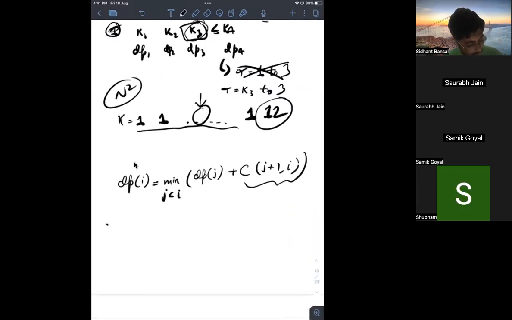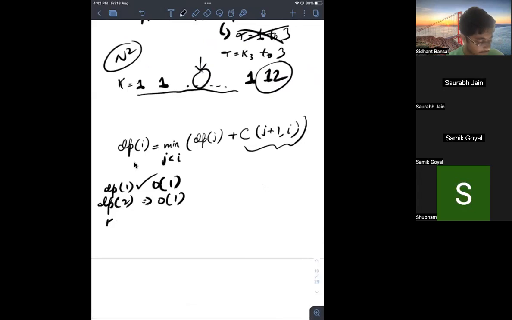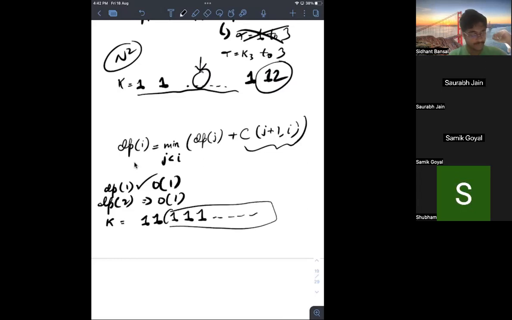Let's say I calculated DP[1] somehow, meaning I just trivially calculated it. It took me O(1) time. Right? And I calculated DP[2] also. Took me O(1) time. Now I have my K array built up till this position, which is 1, 1. And I just hypothetically think that my remaining K array will also look like 1s, right, in the future, hypothetically.